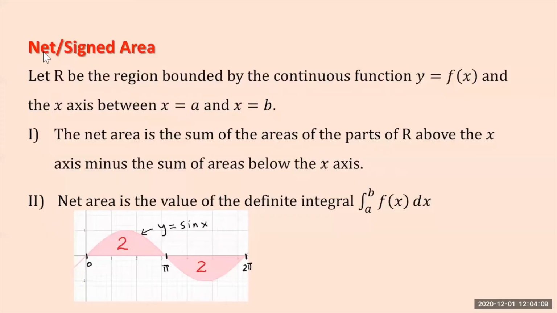All right, here we are going to explore net and signed area. You already know that the definite integral will give the area under the curve. So here, let R be the region bounded by the continuous function y equals f of x and the x-axis between x equals a and x equals b. I'm going to represent this graphically over here.